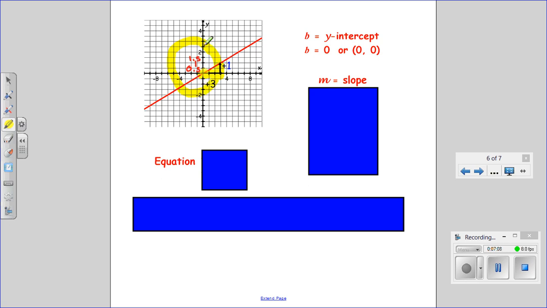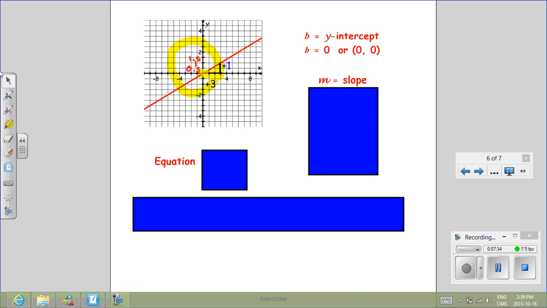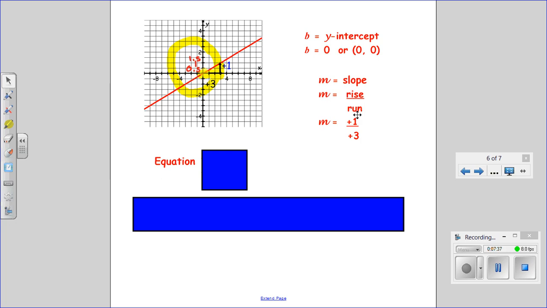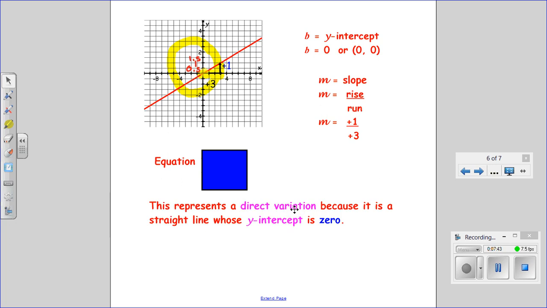We went 0.5, 1, 1.5, 2. We didn't number every box, or we don't have to, but we did see that 4 boxes had a value of 2, and if we split that 2 into 4, each box is worth 0.5. So we needed to be aware that even though we went up 2 boxes, the rise is only positive 1. So the slope in this situation is rise over run, which is 1 over 3. And it is a direct variation because it's a straight line that passes through the origin. And the equation of the line will be y equals mx, which is y equals 1/3 x.